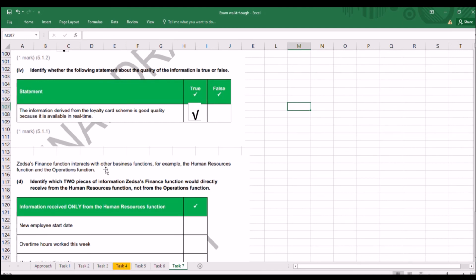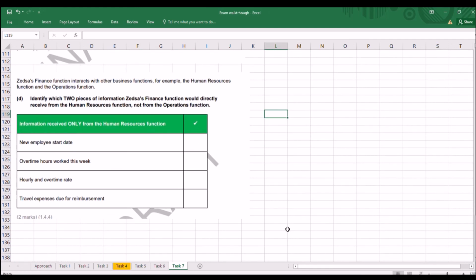Zesda's financial function interacts with other businesses, for example, human resources and operations function. Identify two pieces of information which Zesda's finance function would directly receive from the human resources function. So it's going to receive things like when people start, what their pay rates are, any kind of holiday things for accruals. Let's see what we've got. New employee start. Oh, there we go. New employee start date. When to pay them from.